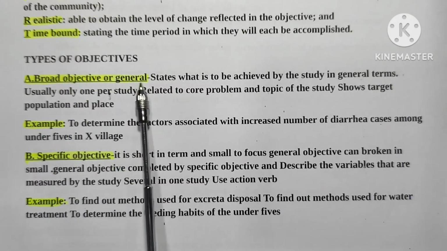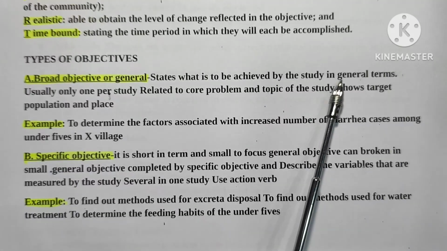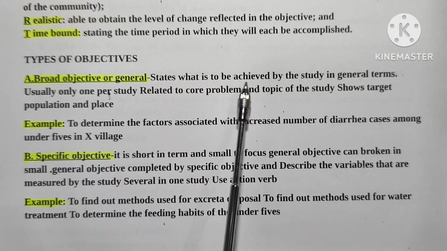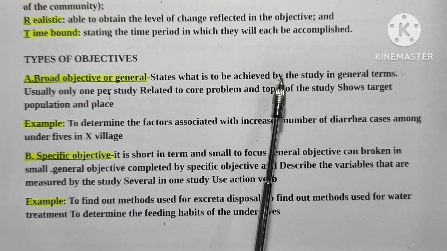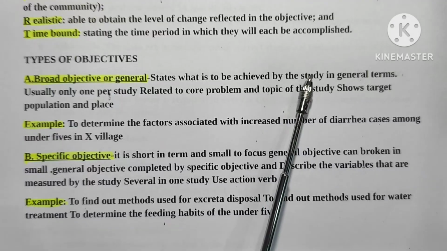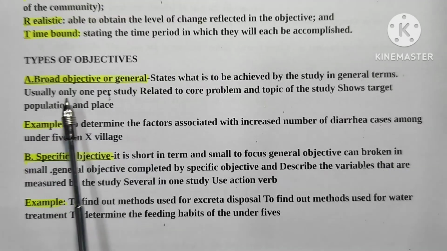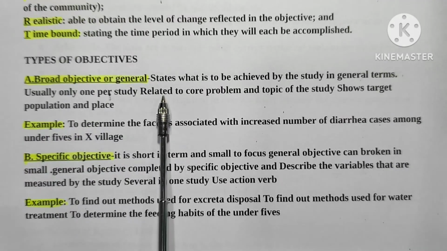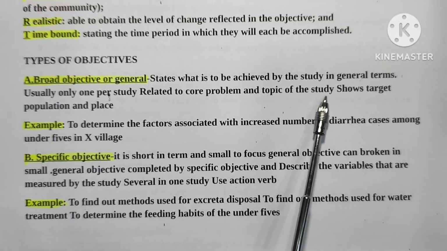Coming to the general objective, it states what is to be achieved by the study in general terms. It states what has to be achieved at the end of the research study, in the final step, what you have to attain by the end of the study. Usually only one general objective will be there per study, related to the core problem or topic of the study.